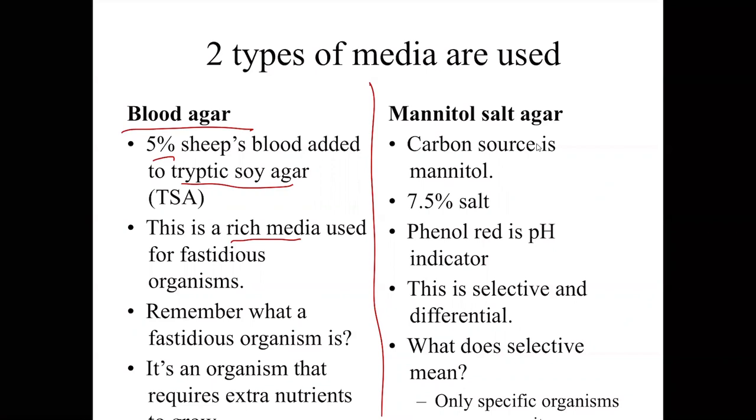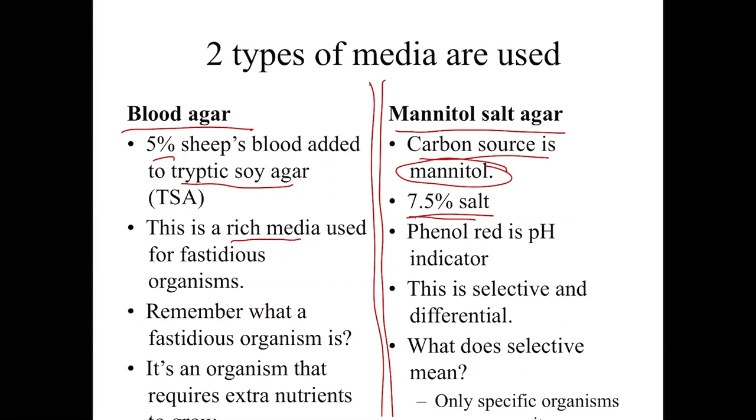So fastidious organisms are organisms that need extra nutrients to grow. They can be hard to grow without extra things. They're kind of like picky eaters. Okay, now mannitol salt agar is the other kind of agar that we'll talk about. And the carbon source for it, so the sugar, is mannitol. Okay, so that's one of the sugars that we used when we did the biochemical tests. One of the things that's special about it, besides the mannitol, is that it has 7.5% salt. So it's got a very high salt concentration.